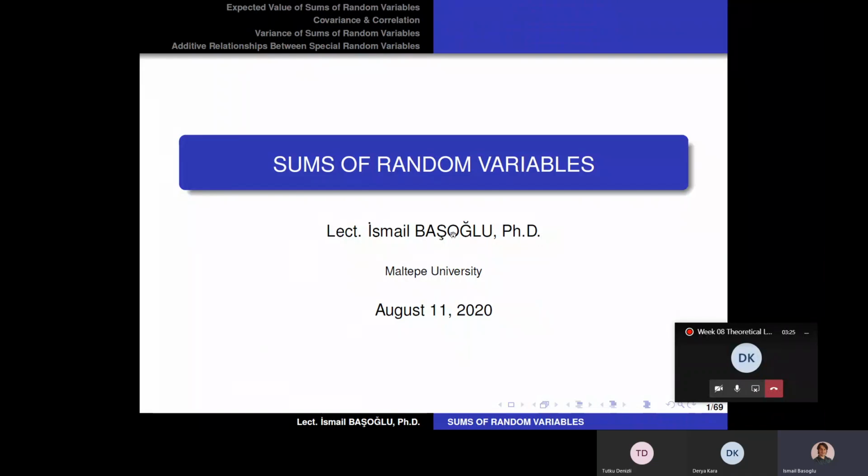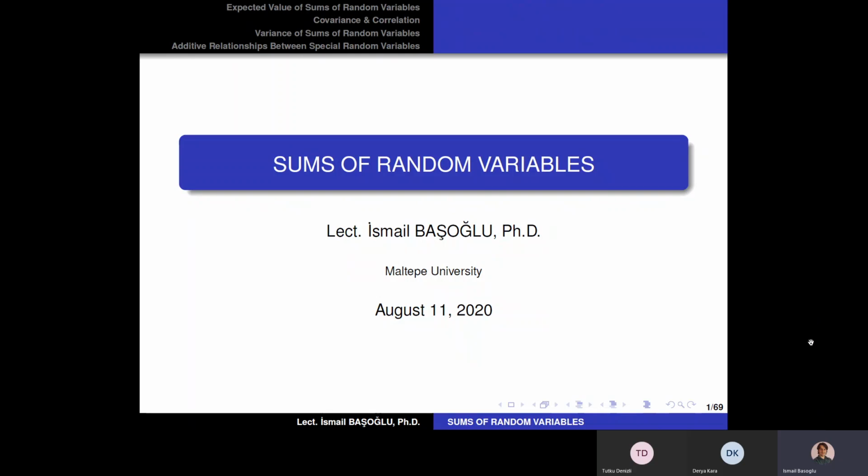And our objective today is to learn about the sums of random variables. Now, sums of random variables is an important concept because summation is one of the basic arithmetic operations, right? So you are basically summing up many things.